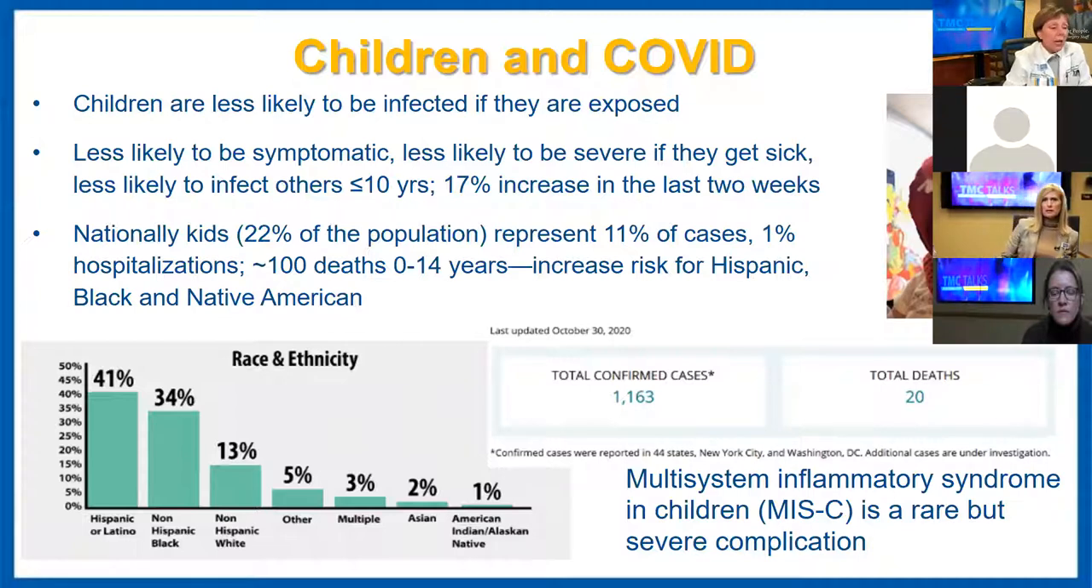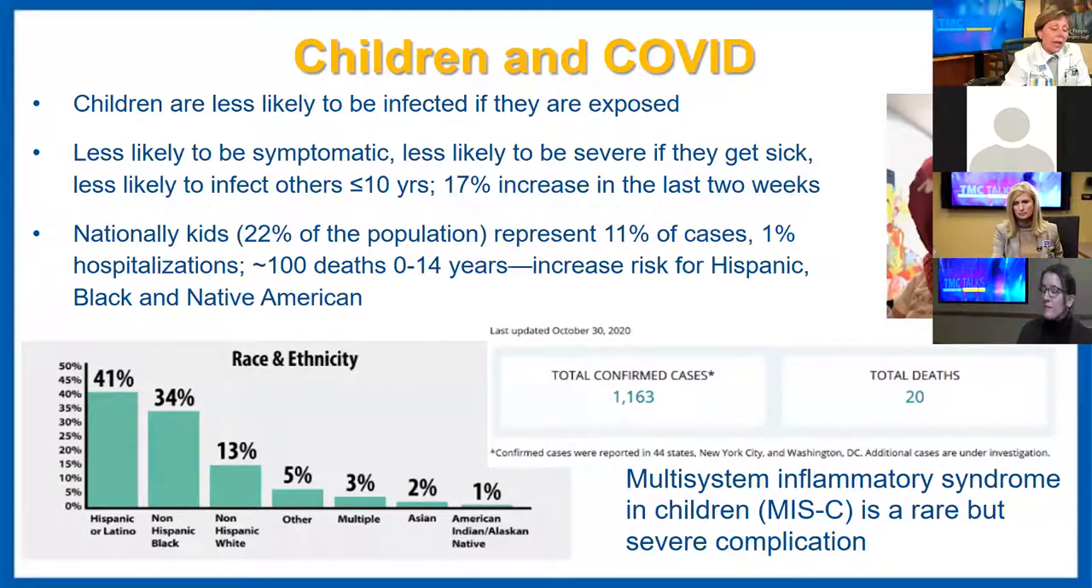There have been roughly 100 deaths, but there has been an increased risk, just like we've seen these racial and ethnic disparities in adults who've been hospitalized and died. We see an increased risk for children who are Hispanic, Black, or Native American to be hospitalized. And while children have not died at the rates we've seen in the adult population, we do have a risk of this late stage complication of COVID-19, which is termed multisystem inflammatory syndrome.